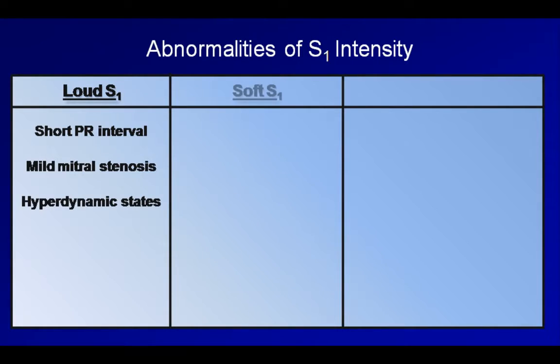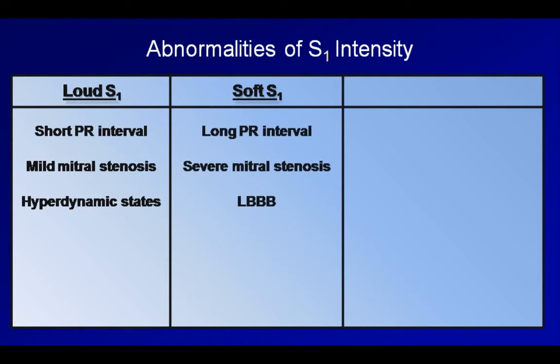Next is a soft S1. This can be caused by a long PR interval, severe mitral stenosis where the mitral valves are calcified and stiff, and a left bundle branch block. In addition, any pathology that interferes with transmission of sound from the heart through the chest wall will also lead to a soft S1. This includes COPD, obesity, and a pericardial effusion.